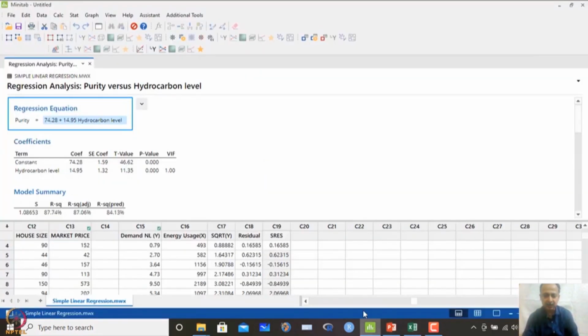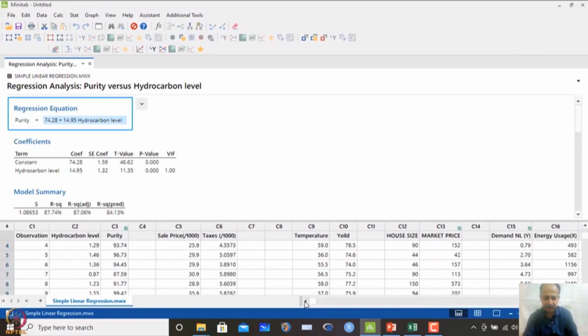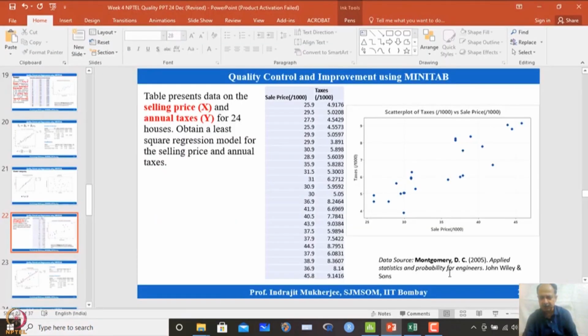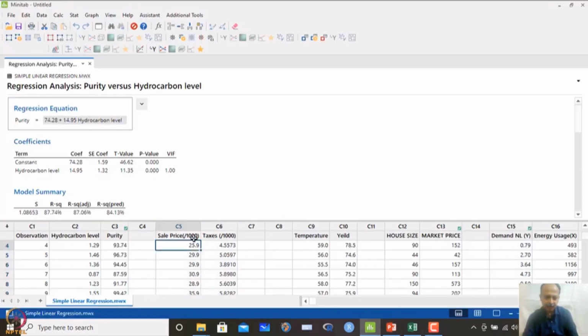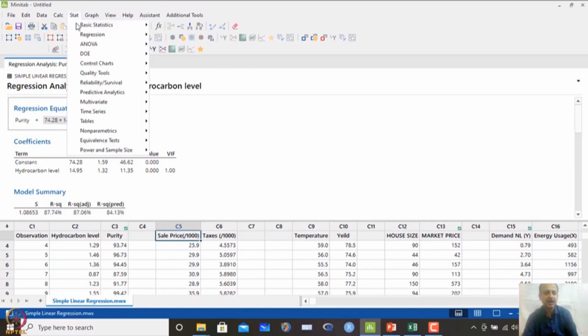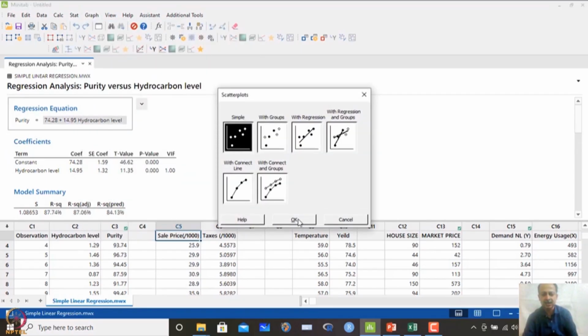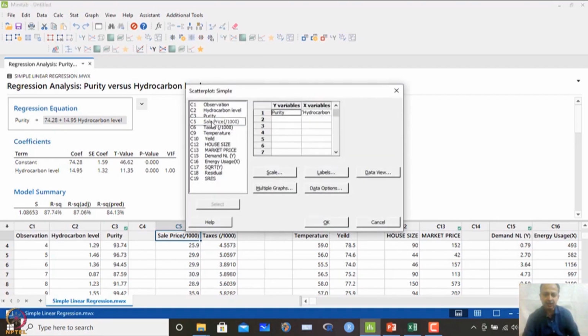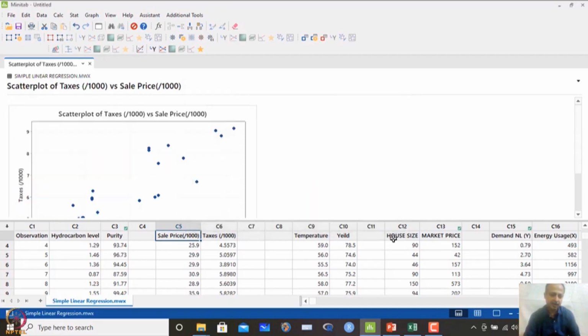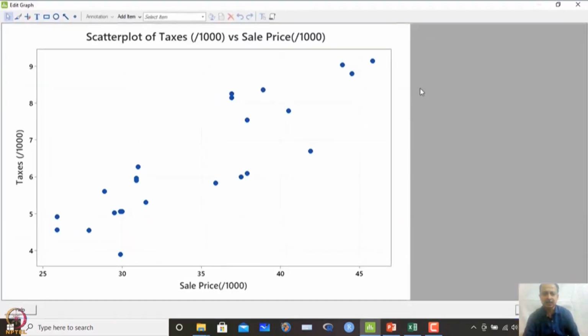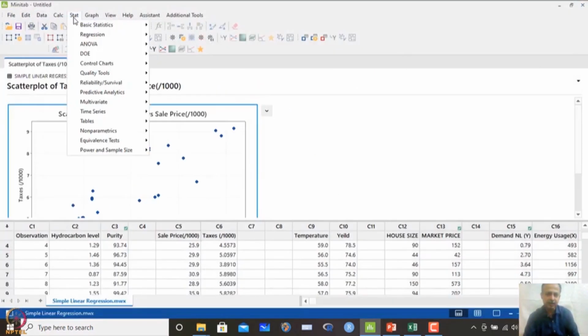So, the first step is that this data set is given over here, in columns C5 and C6, and this data is again taken from Montgomery's applied statistics and probability. I want to see the relationship of tax with sales price, where tax will be y and sales price will be x over here. So, tax is dependent on the sales price. We can plot the scatter diagram and try to see whether we can think of a linear relationship. What you see in the scatter plot is more or less again a positive relationship, and I can confirm the correlation coefficient between these two.